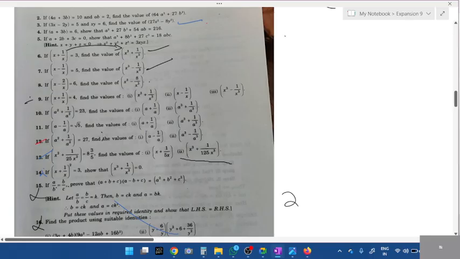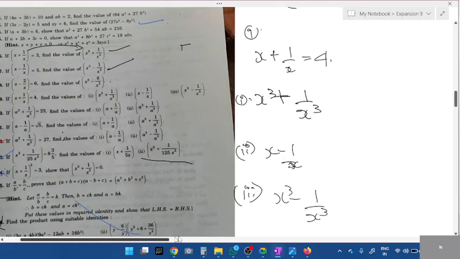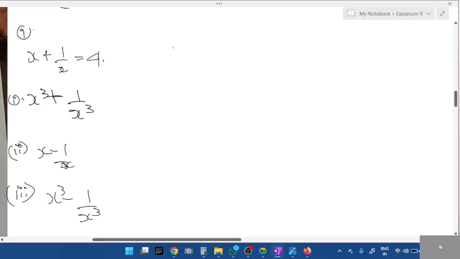I'll do the ninth question. X plus 1 by x is equal to 4. Find the value of x cube plus 1 by x cube. How do you solve this? If you do this, you can solve 6, 7, 8. This is the first question. We also need to find x minus 1 by x. And the third one is x cube minus 1 by x cube. Okay, these are the three things.